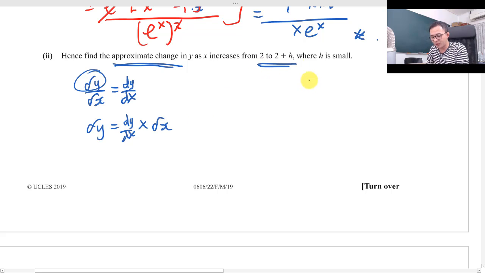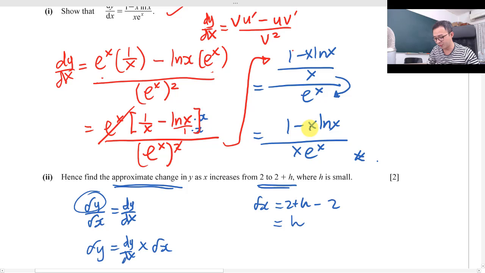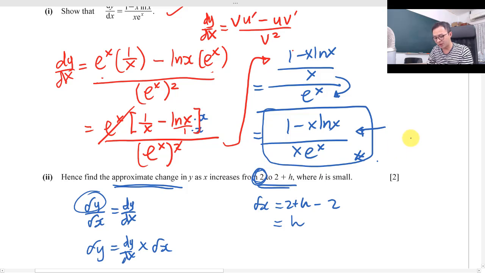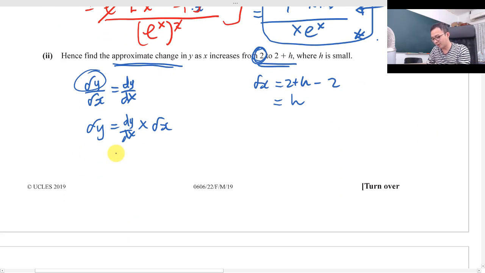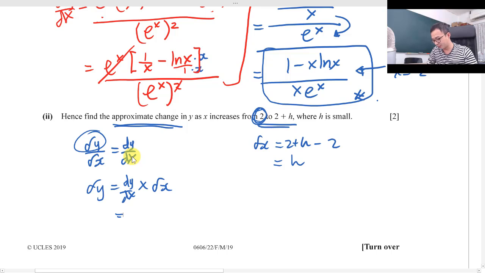Change of x we already have. We can use the new x value minus the old x value, then I will get h over here. And then I have the dy/dx above here. This is my dy/dx, isn't it? So what I want to do is sub my original x value into my dy/dx. If I sub x equals 2 into there, I should get (1 minus 2 ln 2) over 2e^2 multiplied by h.